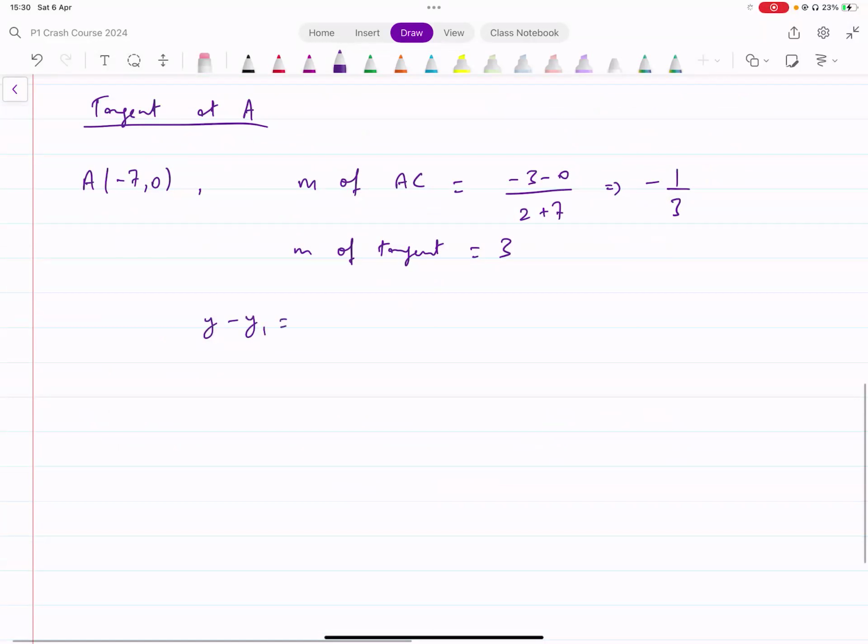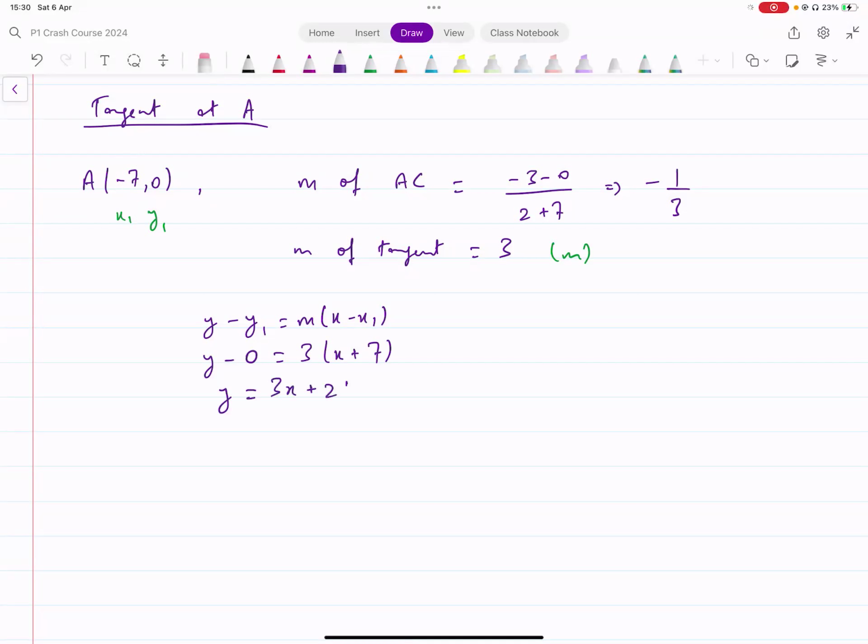So what's the equation of this tangent now? y minus y1 equals m into x minus x1. Just input values. This is x1, this is y1, this is m. y minus 0 equals 3 into x minus -7, that becomes x plus 7. And the equation of this tangent turns out to be y equals 3x plus 21. That's the equation of the first tangent. We need to find the point of intersection of the two tangents. Now, how can we do that?